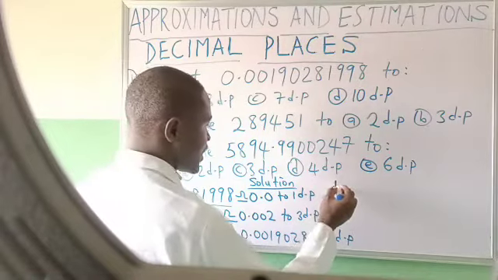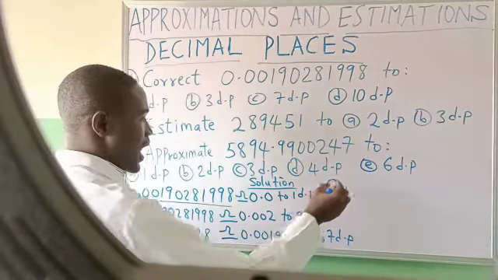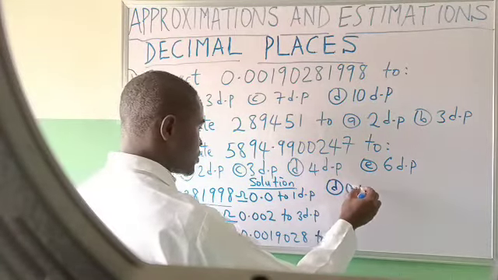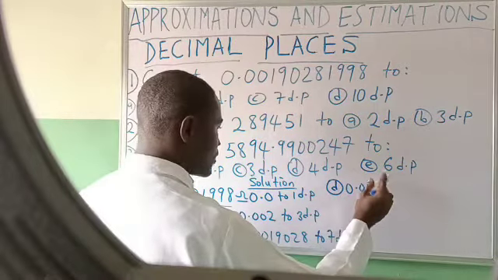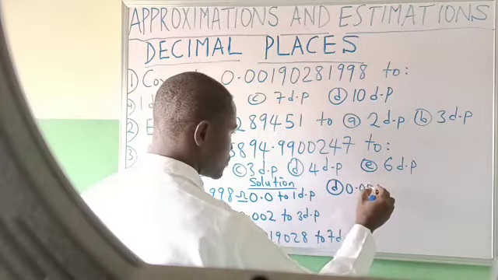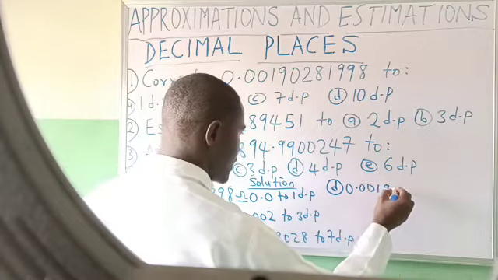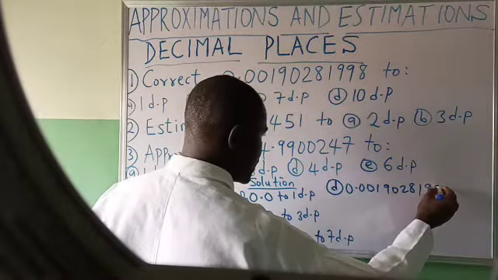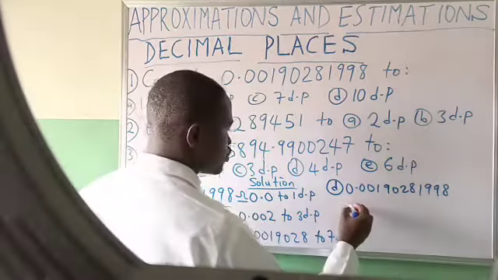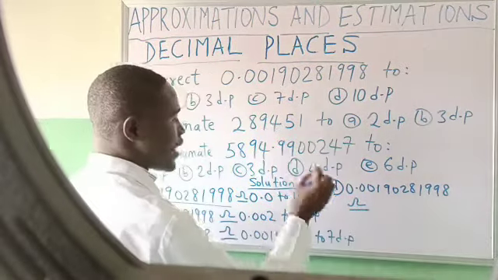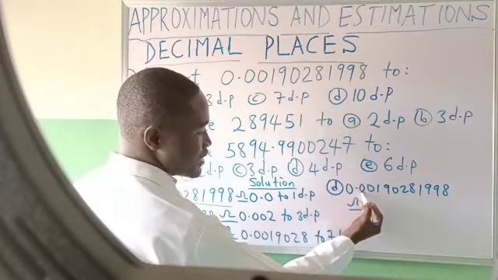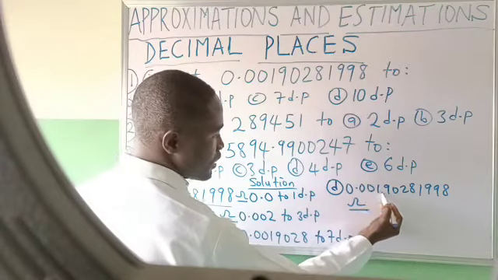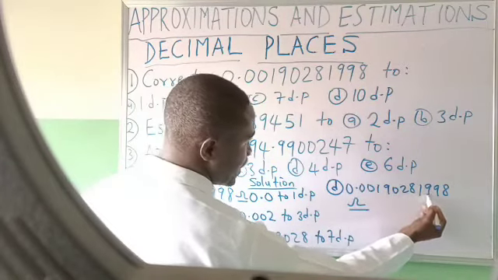Then the 10 decimal place, I will write everything 0.00190281998. I'll put my sign of approximation to 10. Start from the first one after the decimal point. 1, 2, 3, 4, 5, 6, 7, 8, 9, 10.